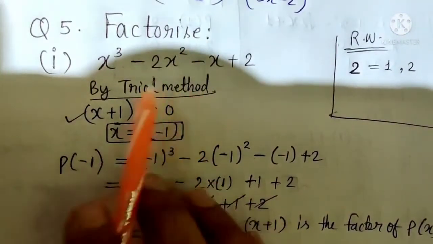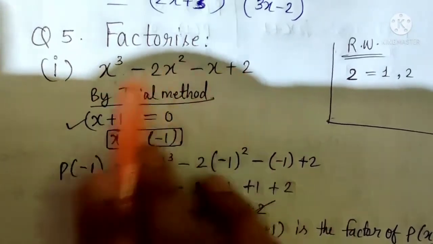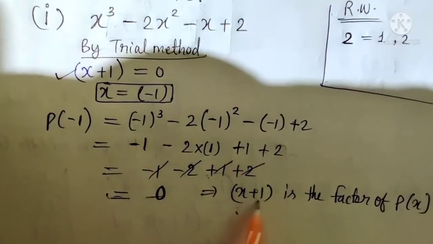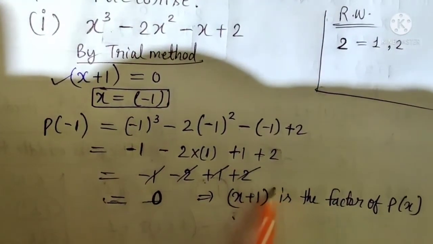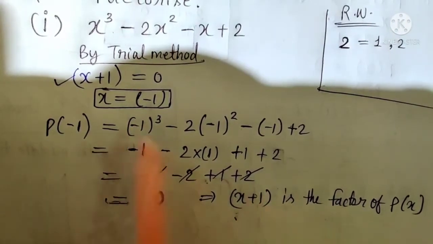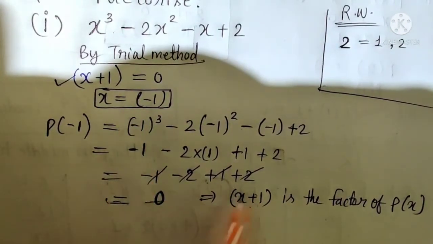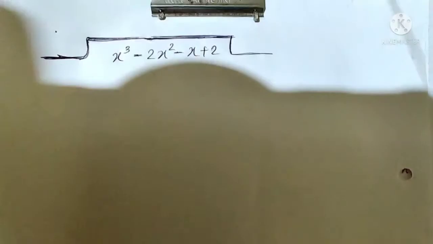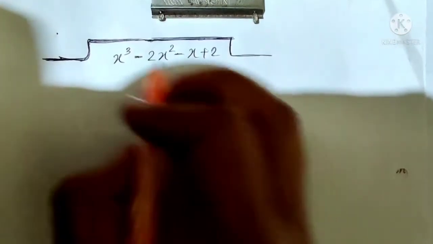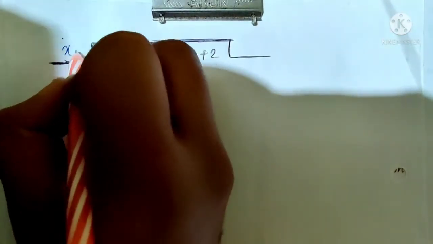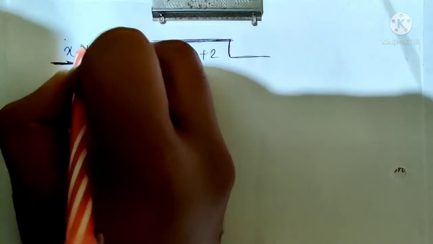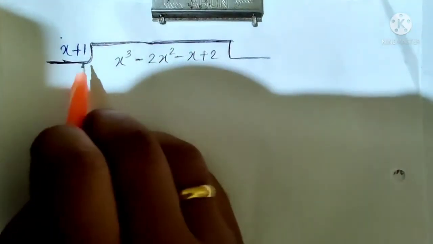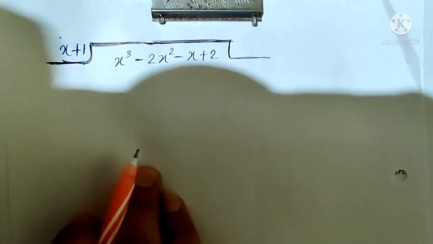So how will we find the other two factors? By dividing this whole polynomial by x plus 1. Why are we dividing? Because we said it is a factor of the given polynomial, so when we divide this polynomial by this, the remainder will be 0. So let's divide by the long division method. We are dividing the given polynomial by the factor we found, x plus 1. Now let's divide, and remember we have to apply the long division method only.